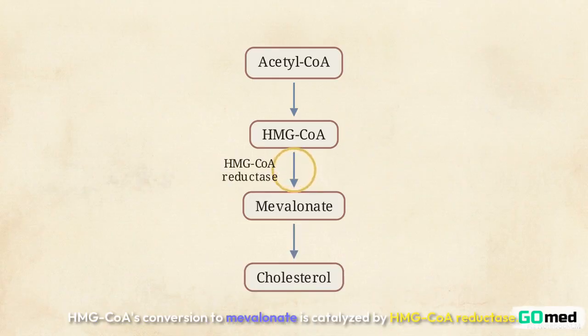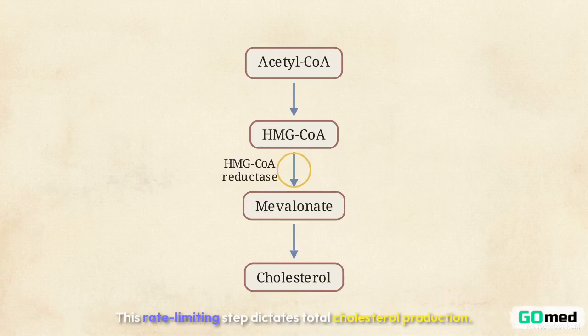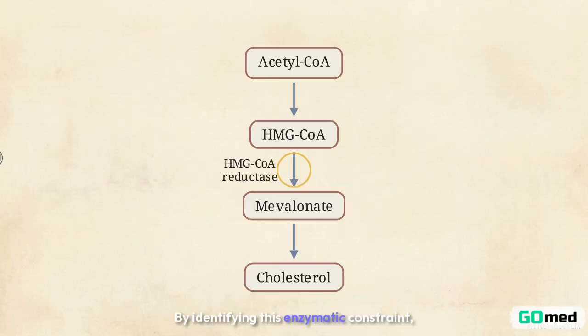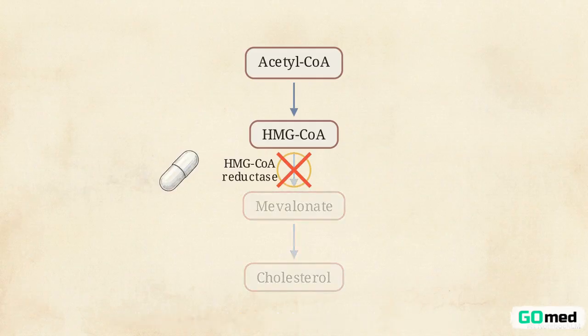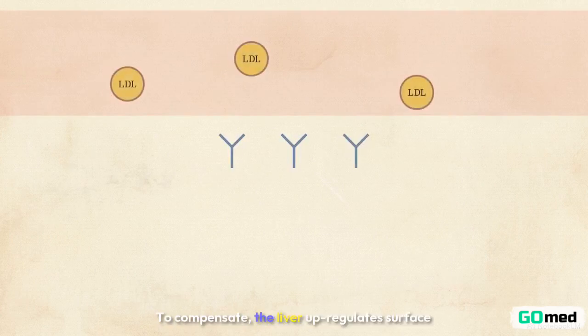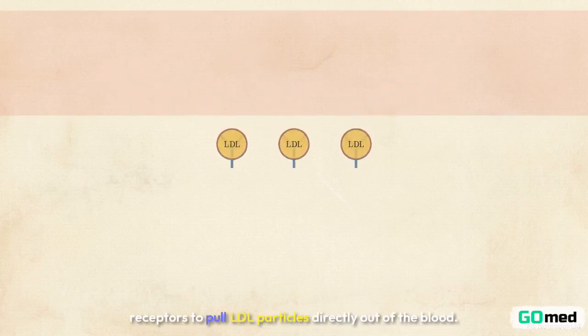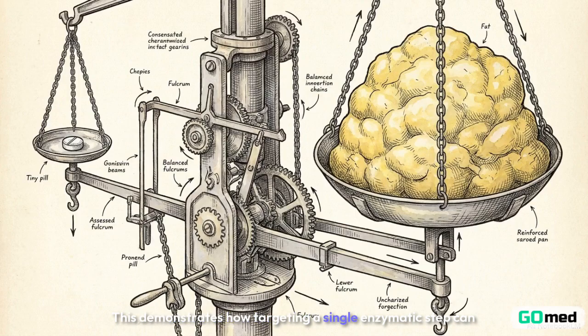HMG-CoA's conversion to mevalonate is catalyzed by HMG-CoA reductase. This rate-limiting step dictates total cholesterol production. By identifying this enzymatic constraint, medicine developed statins to treat elevated LDL cholesterol. Statins competitively inhibit HMG-CoA reductase, halting internal production. To compensate, the liver upregulates surface receptors to pull LDL particles directly out of the blood. This demonstrates how targeting a single enzymatic step can effectively recalibrate a patient's entire systemic lipid balance.